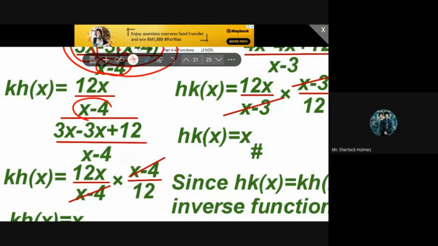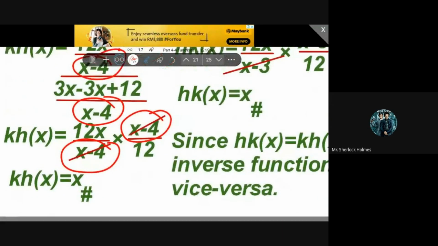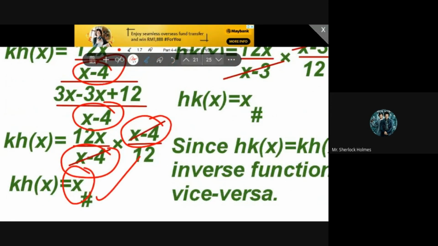And then you realize kamu ada dua penyebut pecahan yang sama. You have the same denominator, so you can cut them off. So you cut them off, 12x over 12, you get x. So that's how, kantan, got x. So this is the long way to show KHX is x. So yeah, that's how you score the answer.